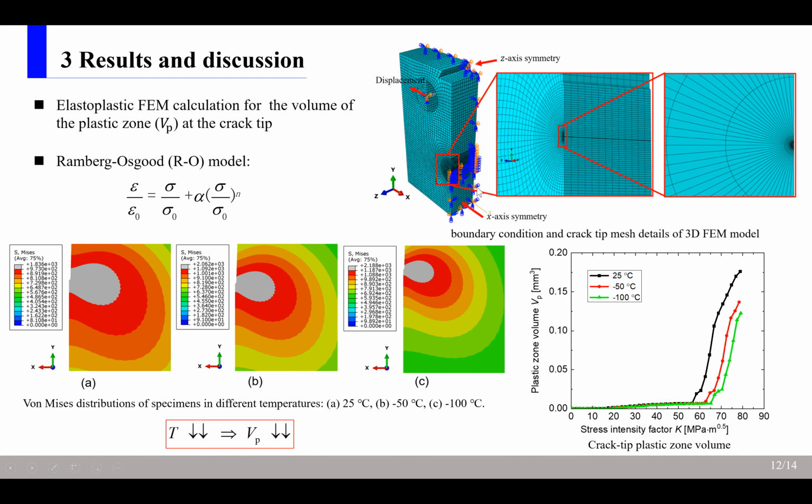The influence of crack tip plastic zone on fracture pathways at different temperatures was considered. The constitutive relationship used is the Ramberg-Osgood model. Due to symmetry considerations, only a quarter of the specimen is modeled, and the boundary conditions and crack tip mesh details of the 3D FEM model are shown in this figure. From the following results, we can find that with the decrease of temperature, the maximum of the stress increases and the volume decreases.